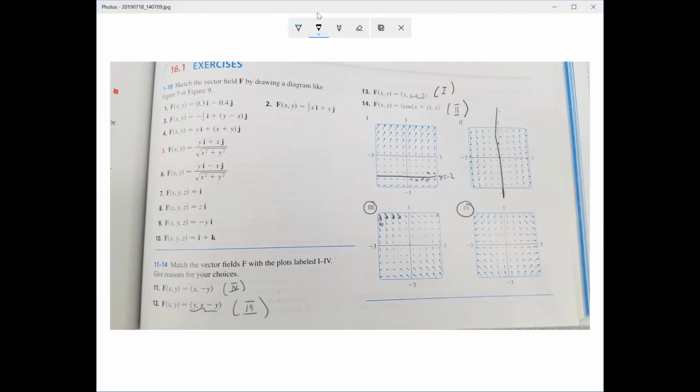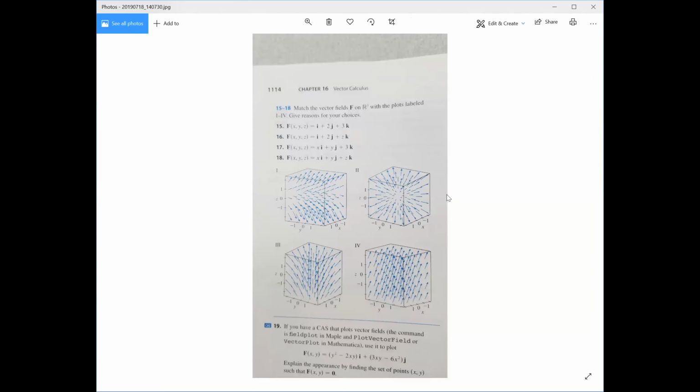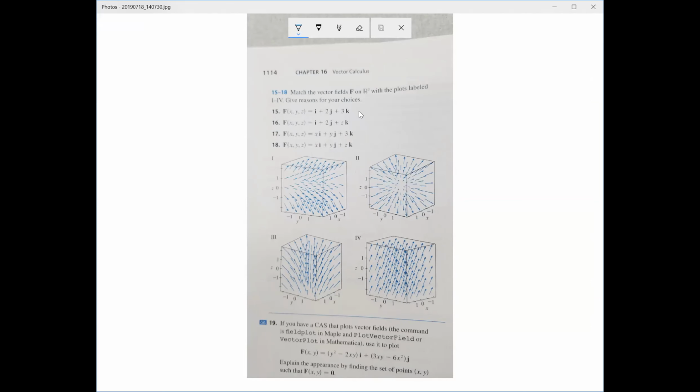All right, so that was number 11 to 14. Now let's move on to 15 and 17. 15 and 17 are kind of similar to these questions we've covered, but they're in R3. Let's see if I can share that photo. Okay, so 15. I'm just going to cover 15 and 17 for this section.